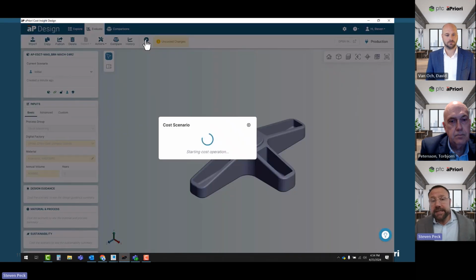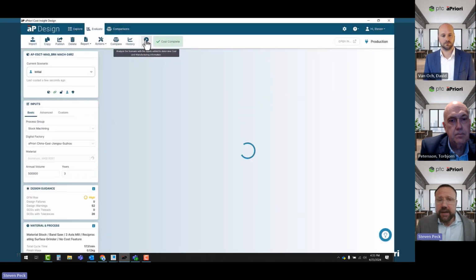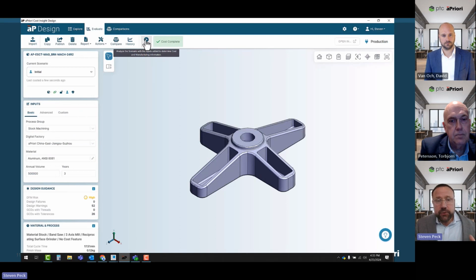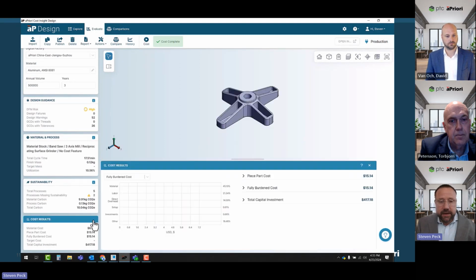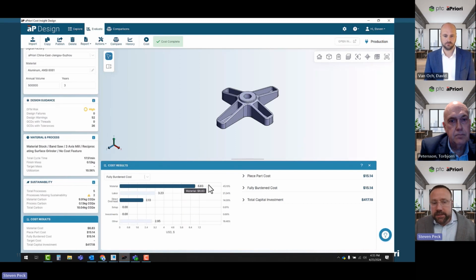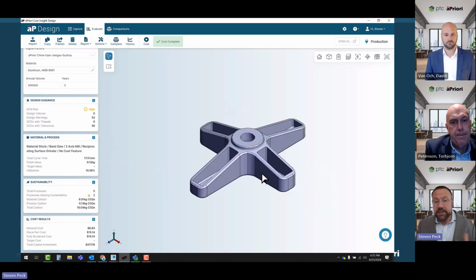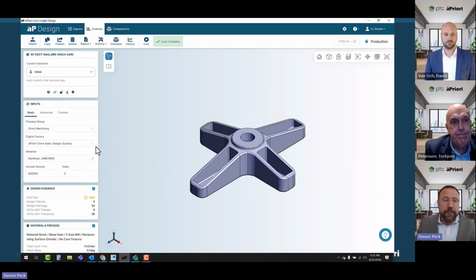So with those few basic inputs, the designer in real time is able to simulate the manufacturing of this component, understand the cost. We can see here the cost of this part at $15.14, with a breakdown of what the biggest contributors are. Material in this case is making up 45%, labor at 21%. There's some capital investment that's been captured in terms of fixturing and programming for this machined part.